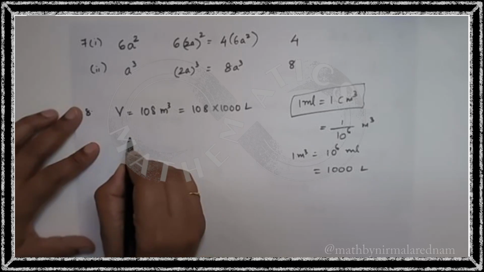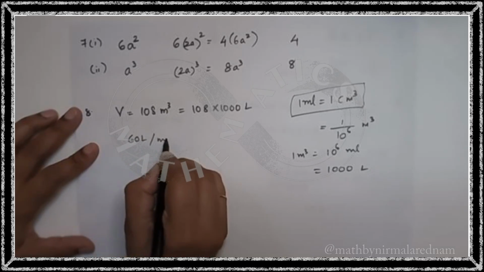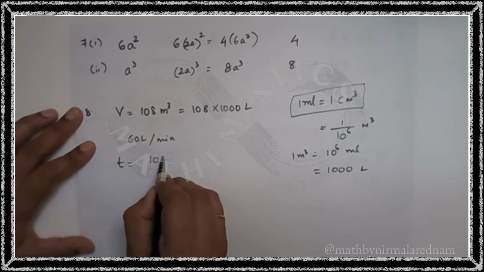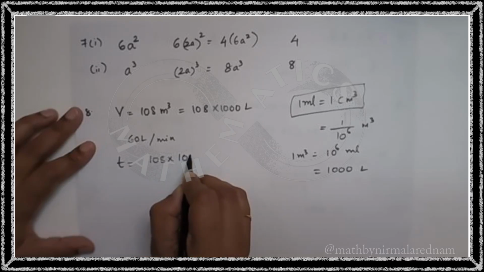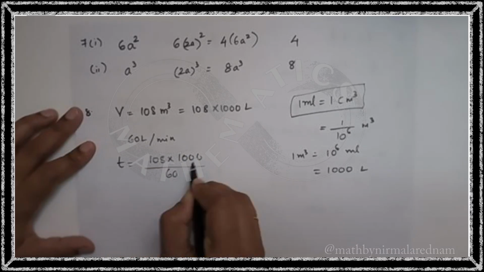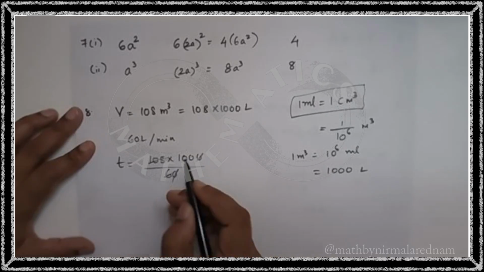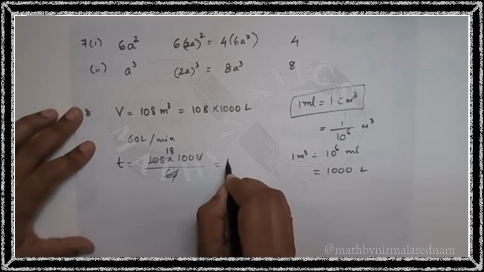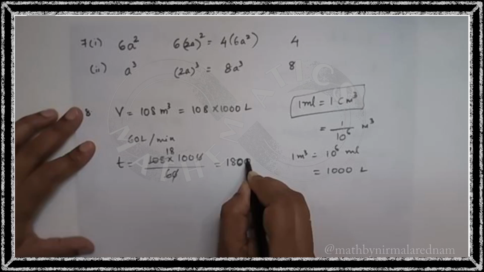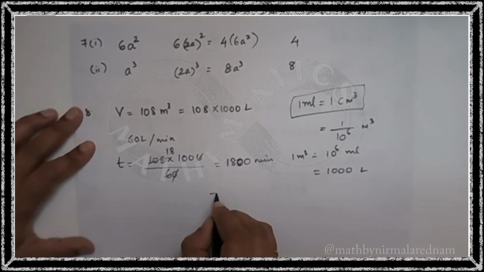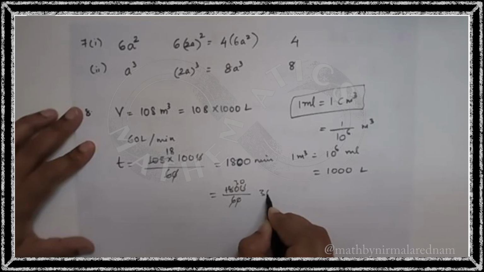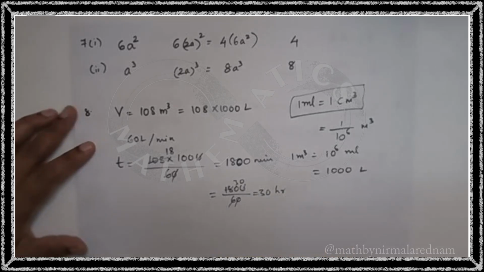Now the rate is 60 liters per minute, right? So number of minutes it is going to take is into 1000 by 60. Now these are liters, so I don't have any problem dividing them. And here I have 1800 minutes, right? So because they are asking us hours, I have to divide it by 60 and I'll get the answer as 30 hours. So that is the final answer.